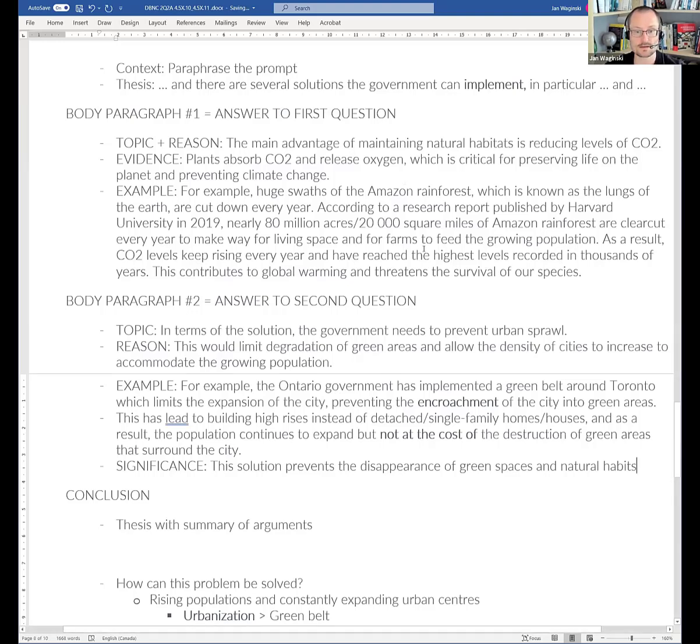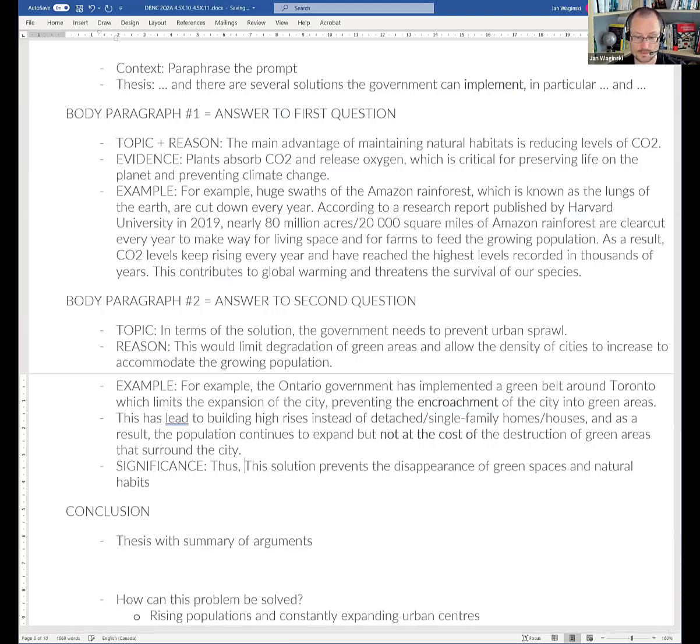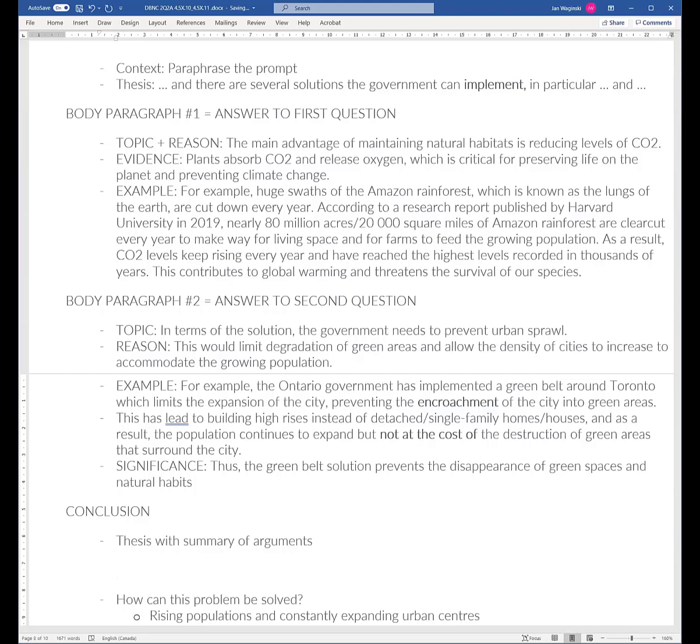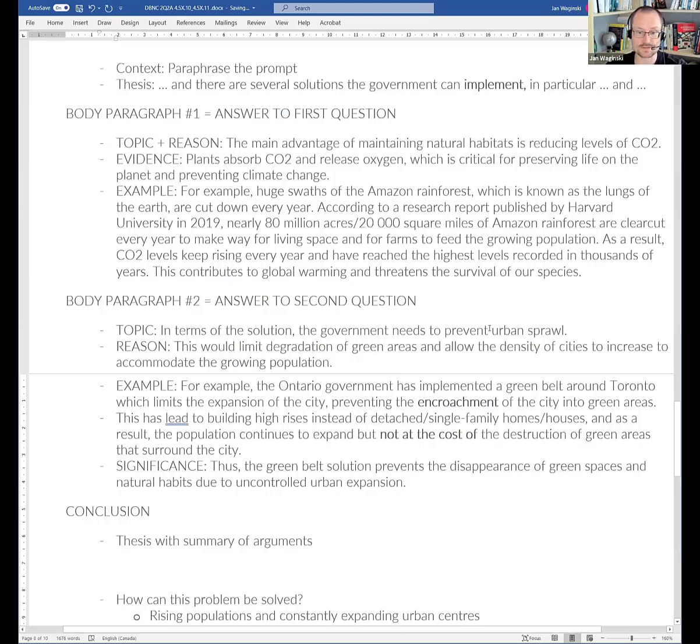Okay, and what can we say to connect it to the first paragraph? Spaces and natural habitats. Okay, maybe even this is a little bit redundant. Maybe it's fine without this. Green areas that surround soil. Thus, the green belt solution prevents the disappearance of green spaces and natural habitats as a result of what? Due to uncontrolled urban expansion. Uncontrolled urban expansion is a synonym for urban sprawl.